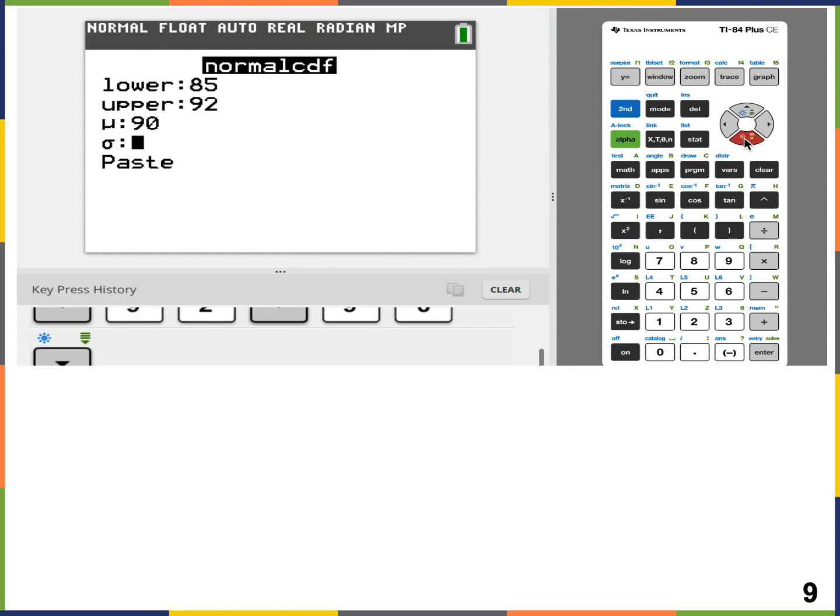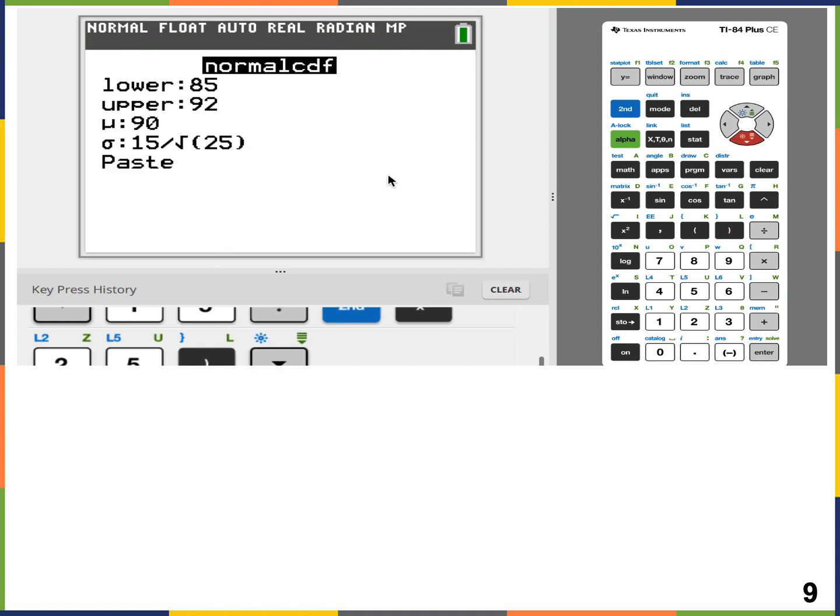Now, what changes is the standard error of the mean, okay? So remember that is the original standard deviation for the original distribution, that's 15, and that's going to be over, so we divide that by the square root of your sample size. And in this case, the samples are size 25. So there we go. So you just have to enter it that way. I mean, you could have solved it.